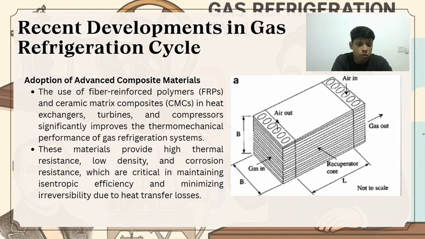Now, for the materials used in these systems, this slide focuses on advanced materials like fiber-reinforced polymers and ceramics. These materials are essential because they resist heat and corrosion, and they're lightweight. That means the system doesn't just cool efficiently, it also doesn't add much weight to the aircraft. The diagram shows a recuperator, a type of heat exchanger made using these materials. It's designed to minimize energy loss and improve thermal efficiency.